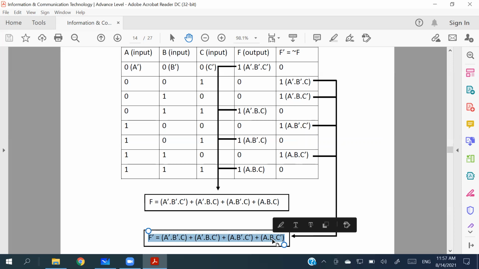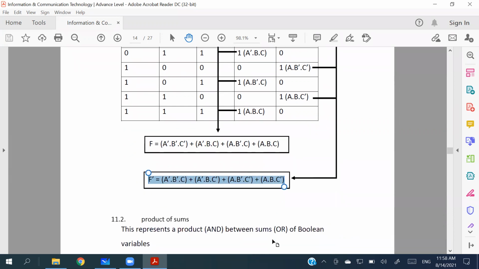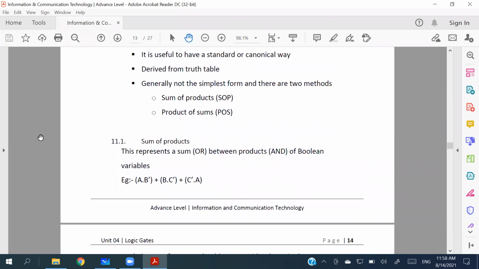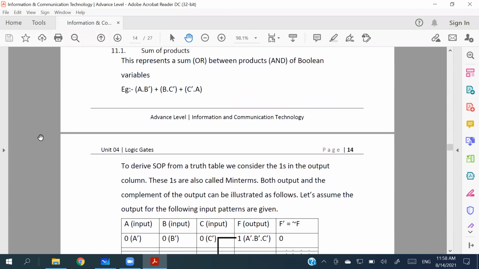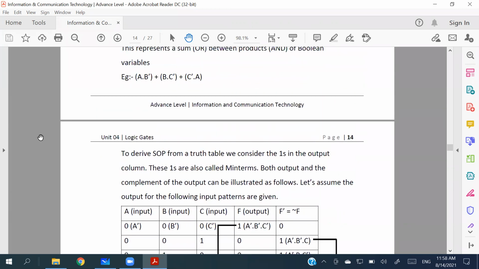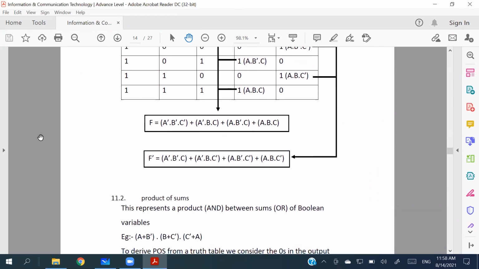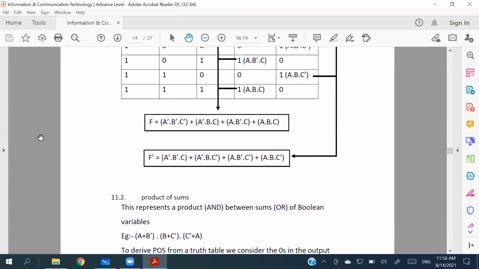Got it, people? Right, brilliant. Okay, so we'll do some exercises, right? And let's discuss the POS as well. Then we'll go for the exercises, right?